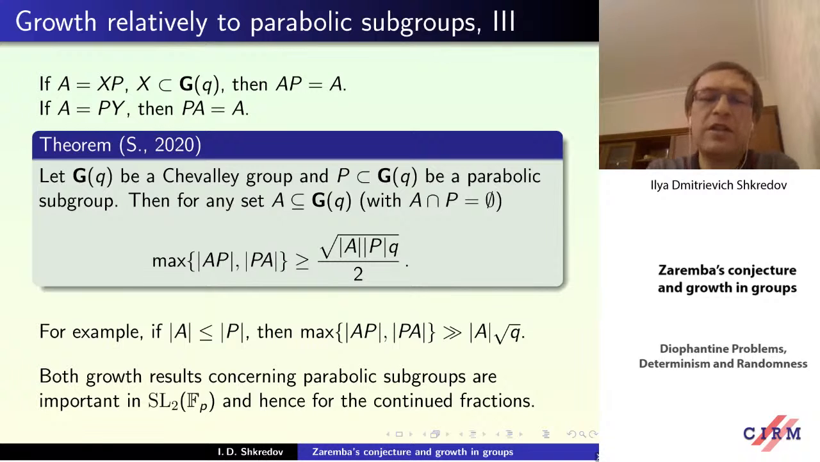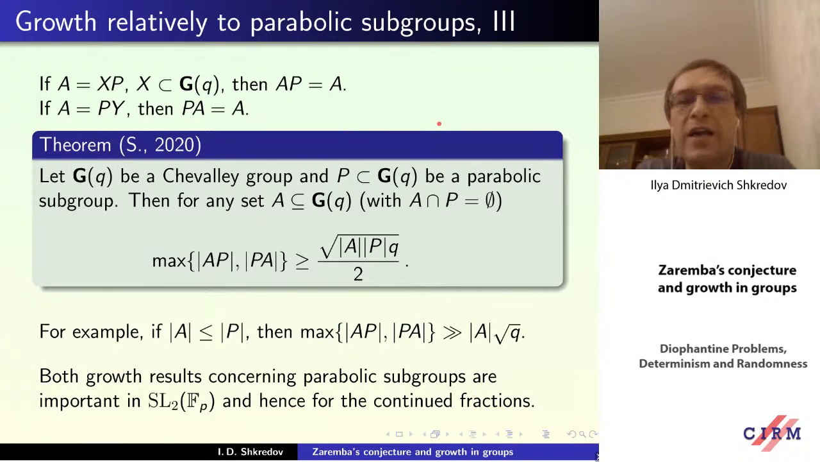Another result on growth and parabolic subgroups is the following. What can we say about the product of any set and any parabolic subgroup? If I consider a set of this form, xP, so it's a union of right cosets, then multiplied by P from the right, I obtain A. So there is no growth here. Similarly, if A equals Py, then multiplied by P from the left, I have no growth.